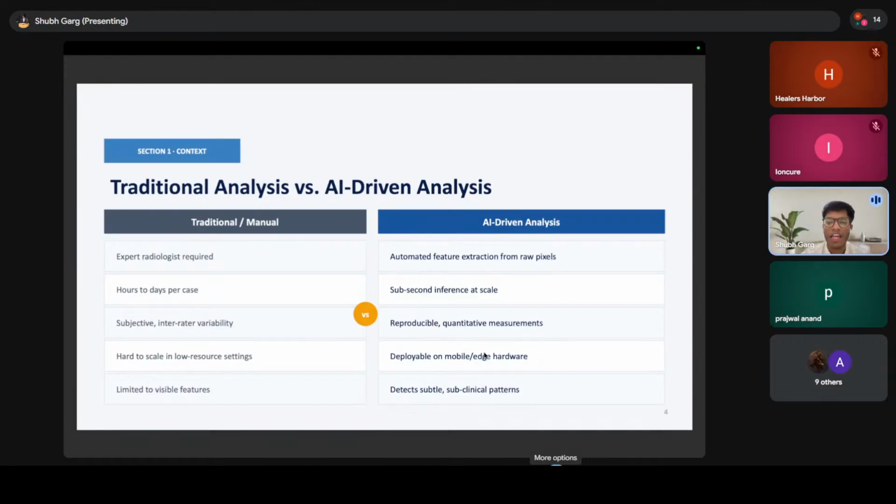Now, I'm not presenting that AI is superior to clinicians. The table on this slide is not a celebration; it's a description of complementary capabilities.